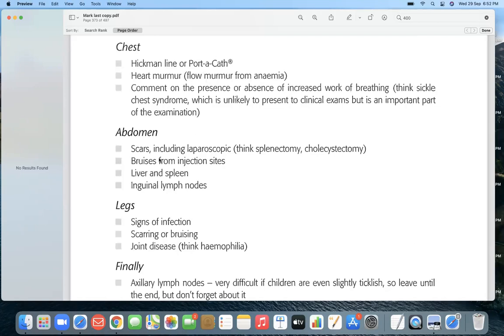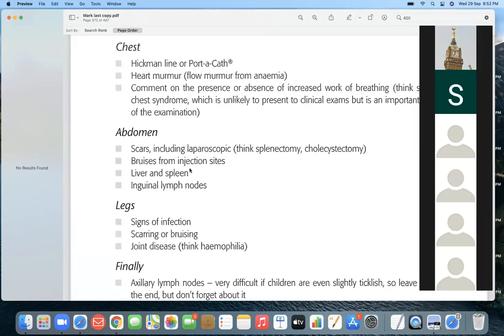Then abdomen: scars, including laparoscopic. They could have done splenectomy or cholecystectomy. So you should know about the scars. Bruises from injection sites. And liver, spleen, inguinal lymph nodes. So you will palpate for the liver, spleen, inguinal lymph nodes, and look for bruises from the injection sites.